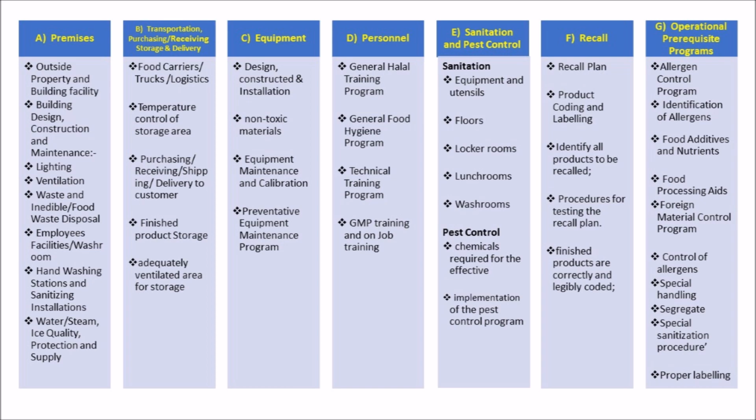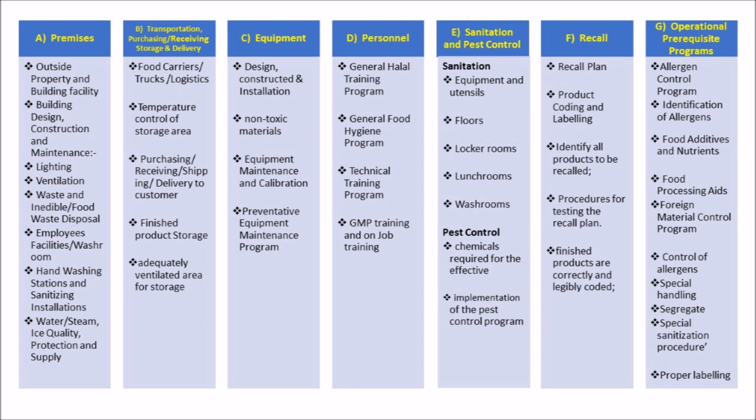Now, talking about sanitation, equipment and utensils, yes, make sure they are sanitized and clean. Floor, locker rooms, lunch room, washroom, you need to have the cleaning program. Pest control, of course, chemicals required for effectiveness in pest control. Implementation of the pest control program, they need to have a pest control record document, done daily or weekly and so on. And then among the prerequisite programs, a recall plan. Product coding and labeling, identify all products to be recalled, procedures for testing and recall plan, and finished products are correctly and legibly coded. The number 7, the OPRP.